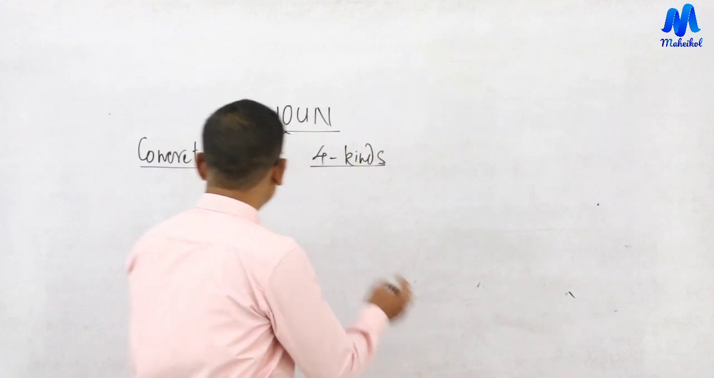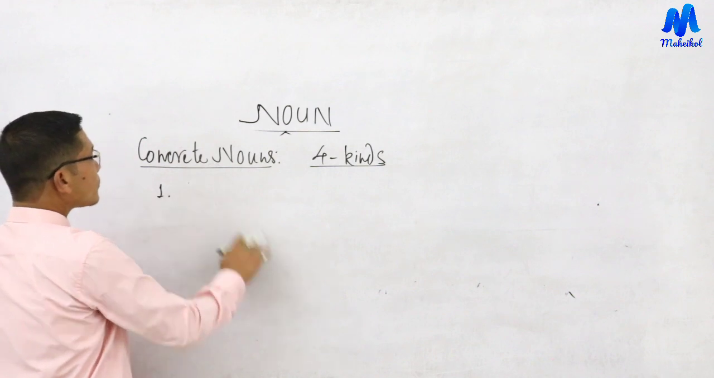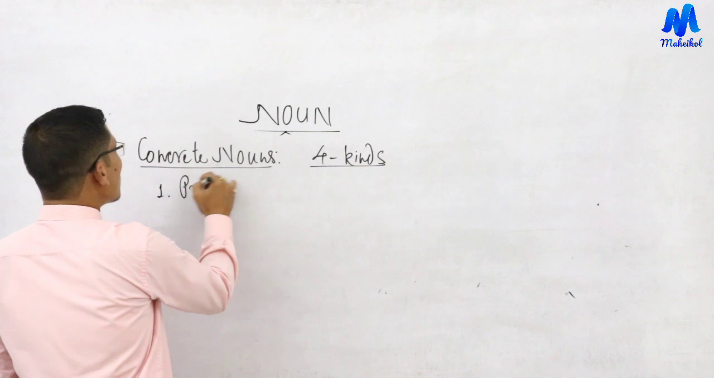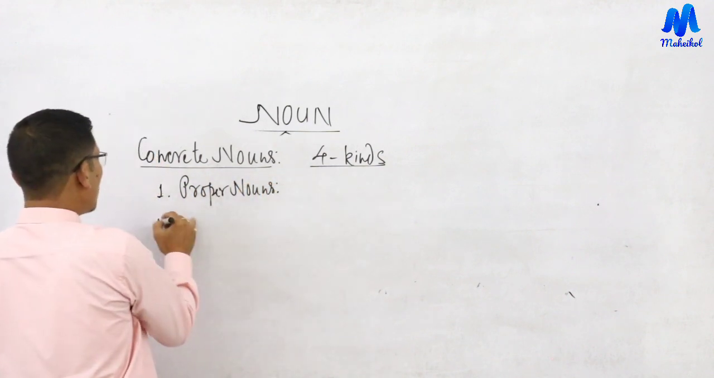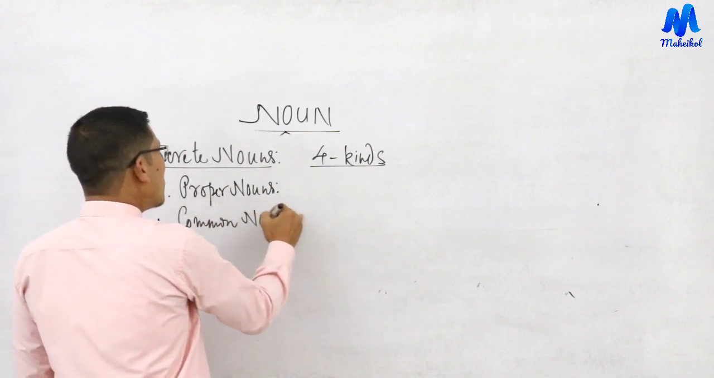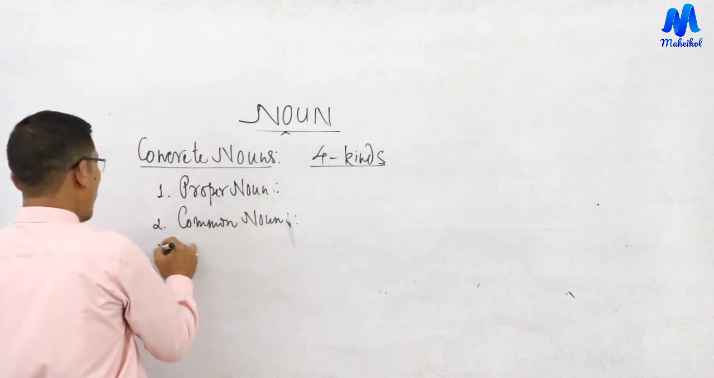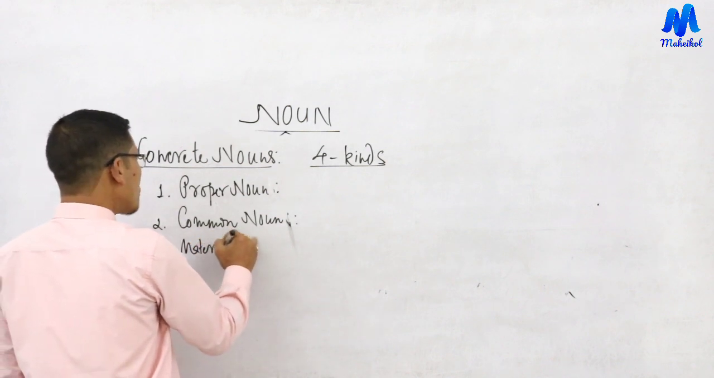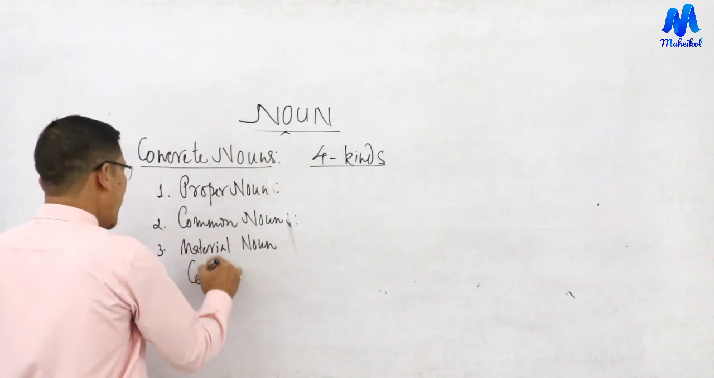Number 1, let's start with proper nouns. Proper noun. Then you have common noun. And then you have, let's say, material noun. And finally, we have collective noun.